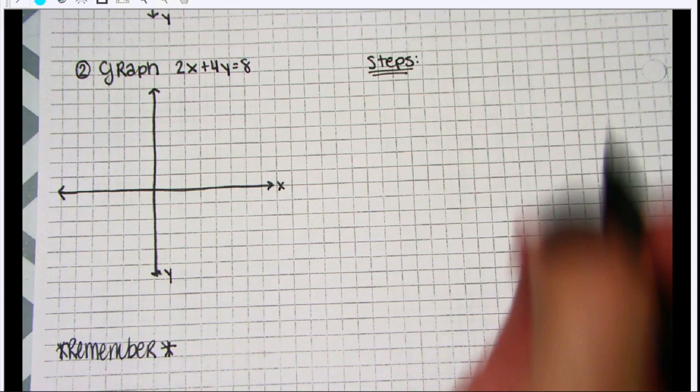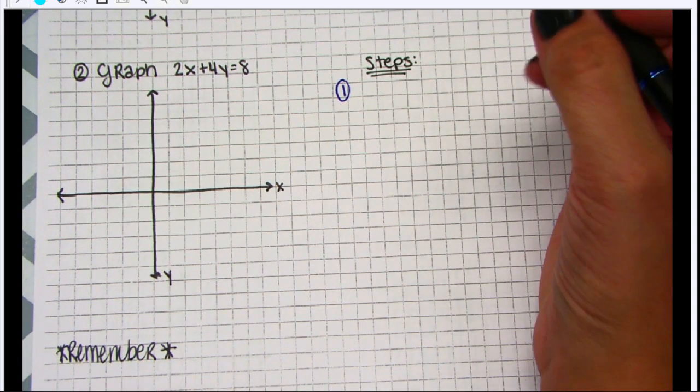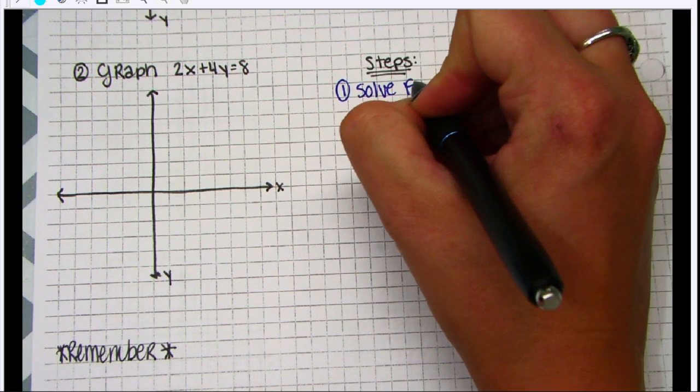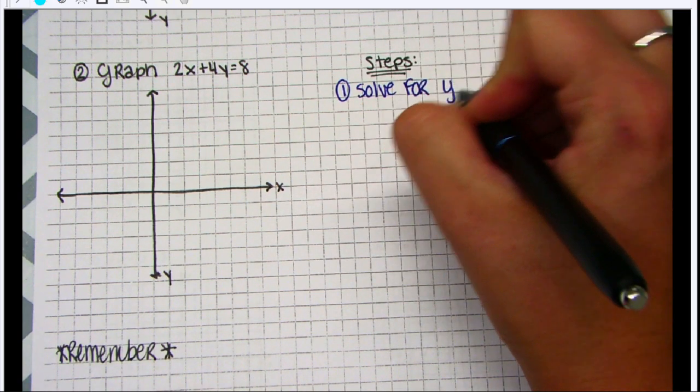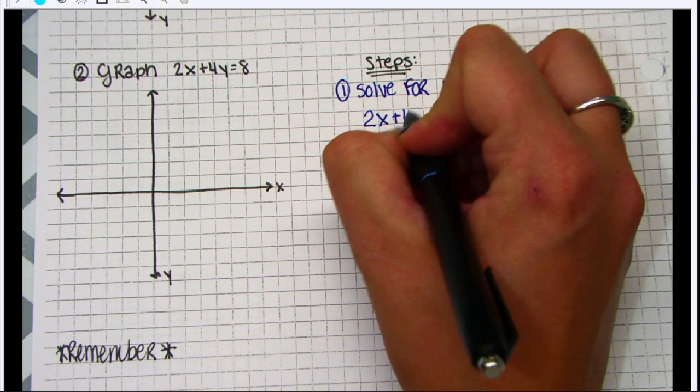So the first thing, yeah, I've got to get 2x on each side. So the first thing is to solve for y. So let's go ahead and do that right here. We've got 2x plus 4y equals 8.